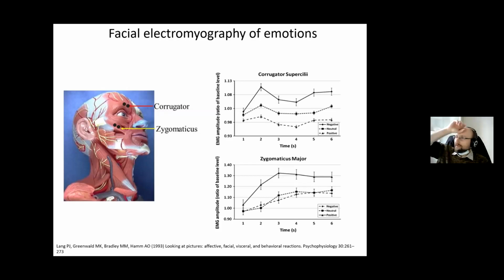Okay, let's begin with facial electromyography of emotions. It's a method we routinely use here in the great majority of studies. We can also use it with EEG, because typically the same equipment has not only EEG but also electromyographical sensors.